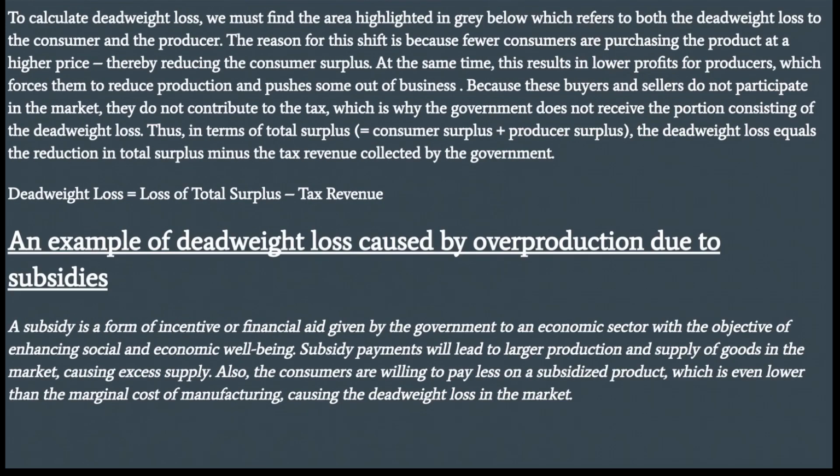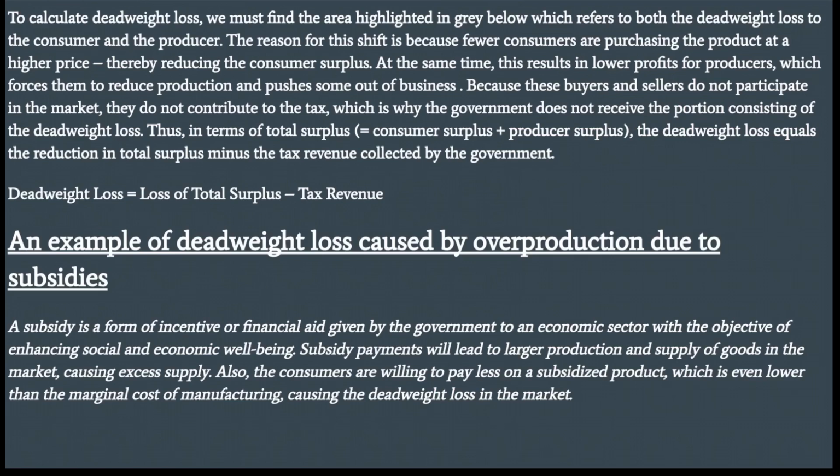To calculate deadweight loss, we must find the area highlighted in gray below, which refers to both the deadweight loss to the consumer and the producer. The reason for this shift is because fewer consumers are purchasing the product at a higher price, thereby reducing the consumer surplus. At the same time, this results in lower profits for producers, which forces them to reduce production and pushes some out of business. Because these buyers and sellers do not participate in the market, they do not contribute to the tax, which is why government does not receive the portion consisting of the deadweight loss.